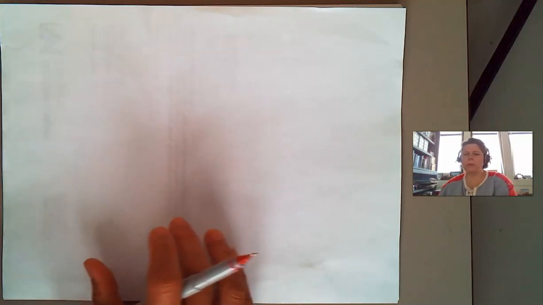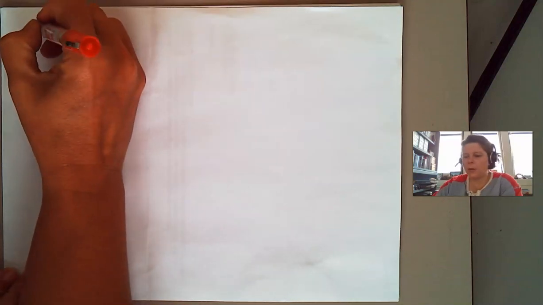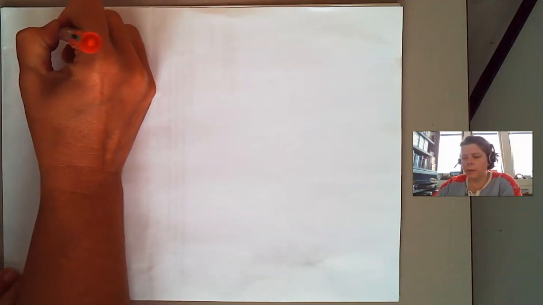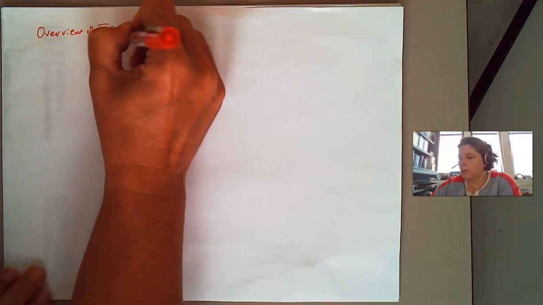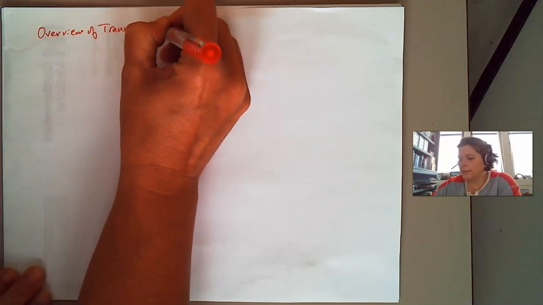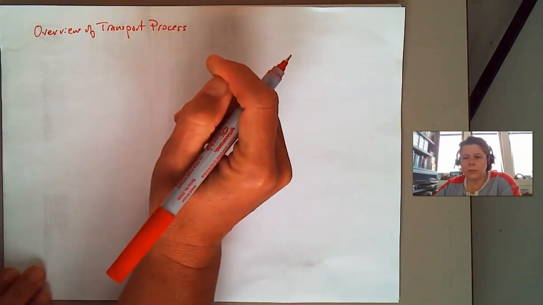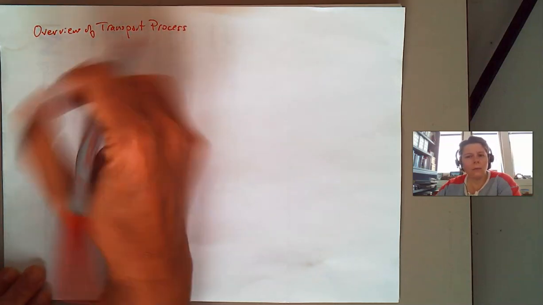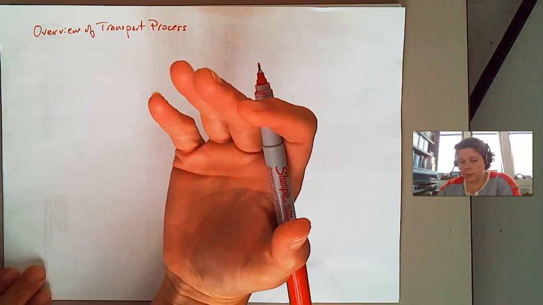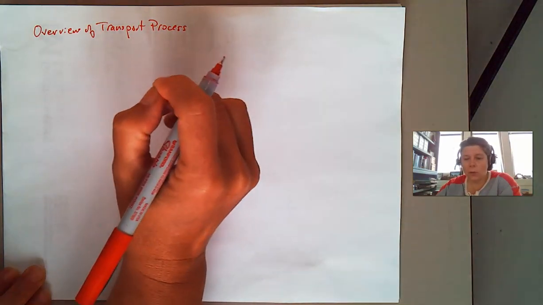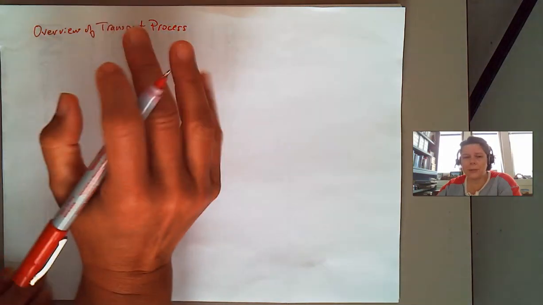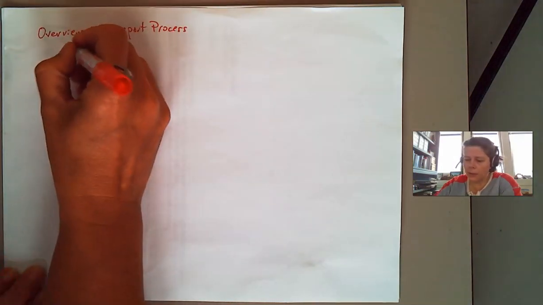Well, hello. Today we're going to start doing an overview of transport processes. What we're going to start doing is looking at how organics or other types of contaminants move in the environment, so the transport of solutes in groundwater.